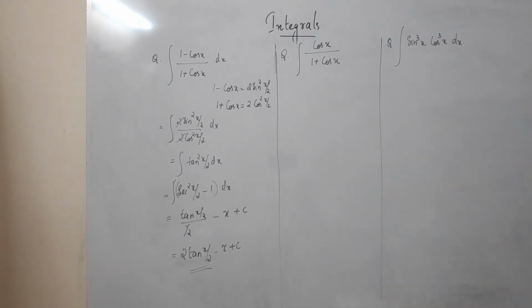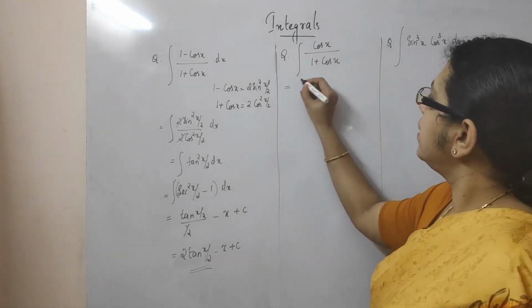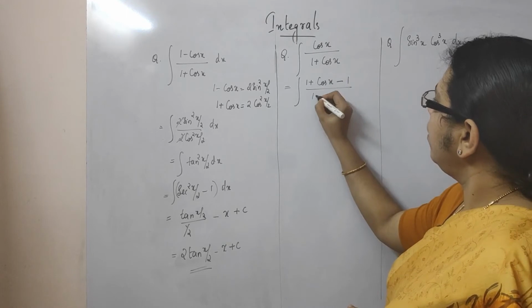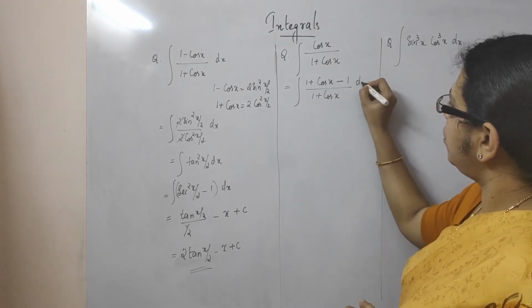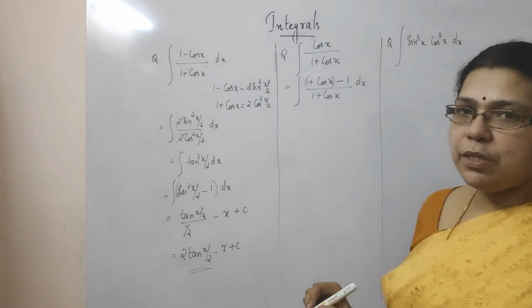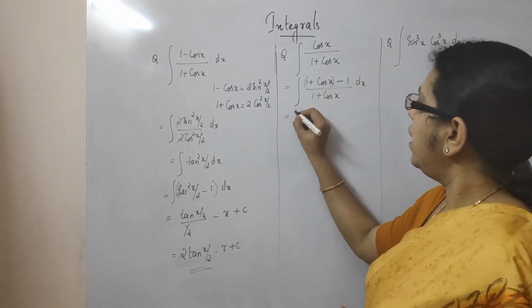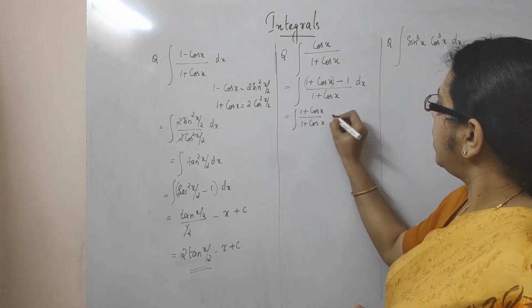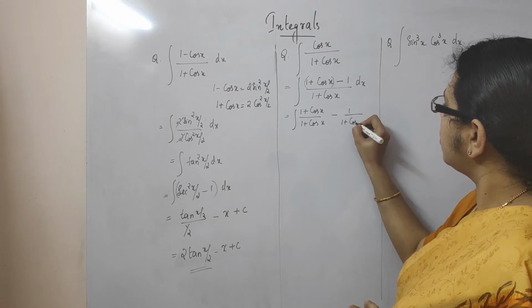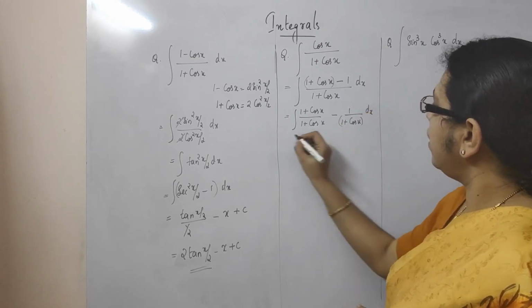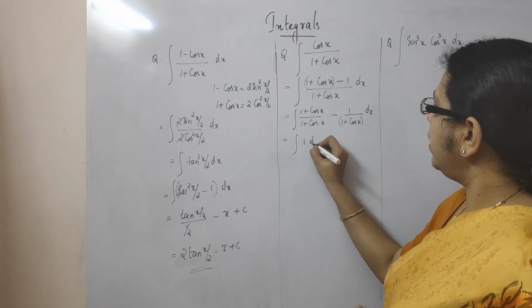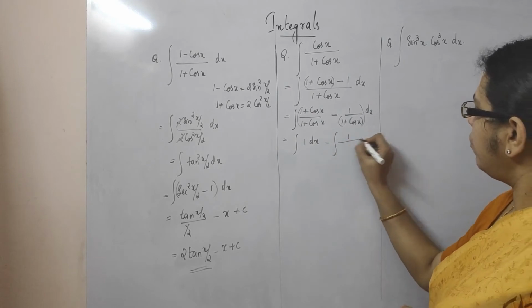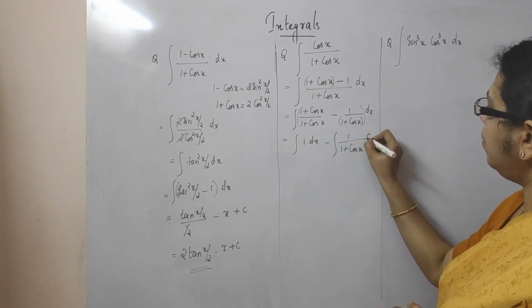Now coming to the next question, I write this as the integral of 1 plus cos x minus 1 by 1 plus cos x. Is there any change? I don't think so. So I can club these two and divide with the denominator. I get 1 plus cos x by 1 plus cos x minus 1 by 1 plus cos x into dx. Now I am splitting the integral: integral of 1 into dx minus integral of 1 by 1 plus cos x into dx.